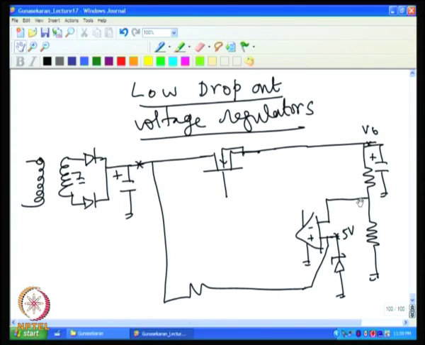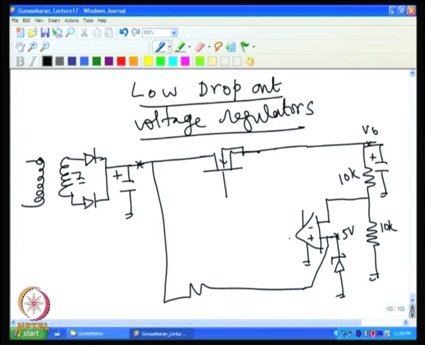So, part of the output is now compared. Assume that we have here both resistances as 10K, similar to what we have discussed. So, the voltage across this is 5 volt, and the voltage across this also will be 5 volt, so you will get 10 volt at the output. To get that we have to complete the circuit.